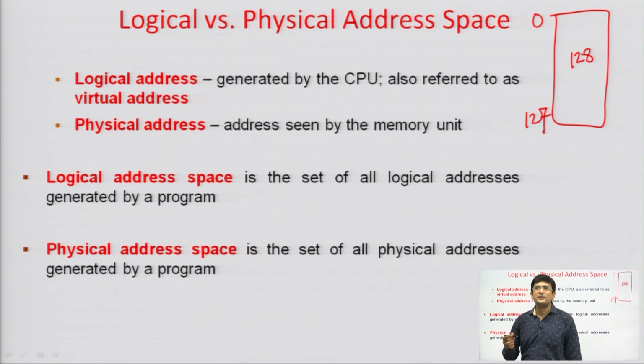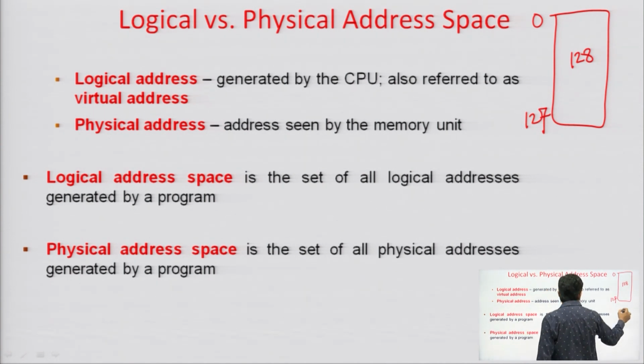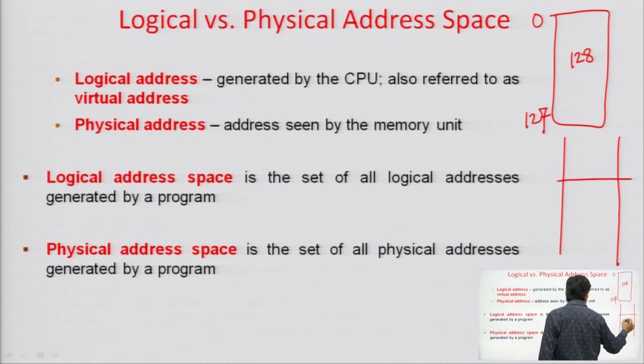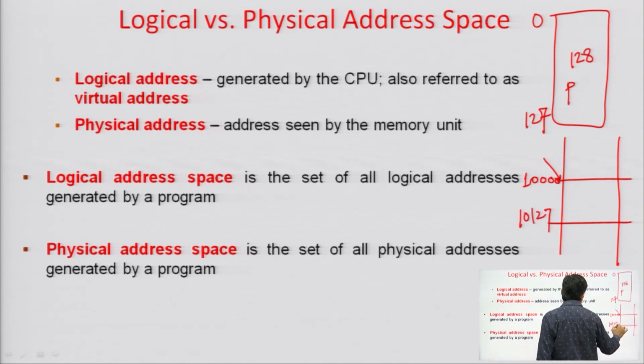So, the CPU will always be referring to addresses between 0 and 127, but in physical memory, when the process gets accommodated, it may be accommodated in any region of the memory. Let us say this region of the memory starts with the address 10,000. So, the given process will be stored from address 10,000 to 10,127. The range of addresses from 10,000 to 10,127 is called the physical address space, and the range 0 to 127 is called the logical address space.